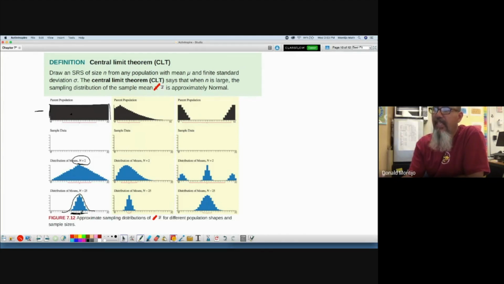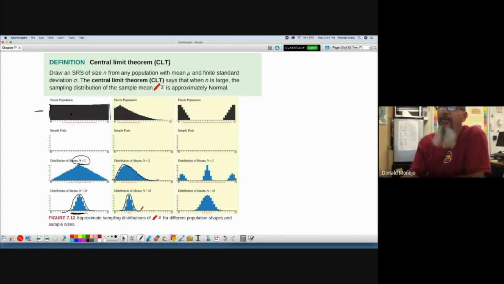If I look at samples of size n equals 2, now the distribution's still right skewed, but not quite as strong because we're looking at samples where n is growing. But look what happens when n equals 25. Right back to our perfect bell-shaped normal curve. So the central limit theorem is saying as n gets larger, our sample means, if we take samples where n is large, I wish they would tell us how large.